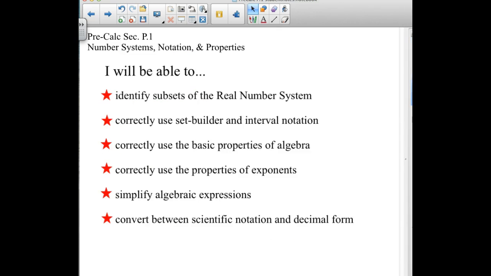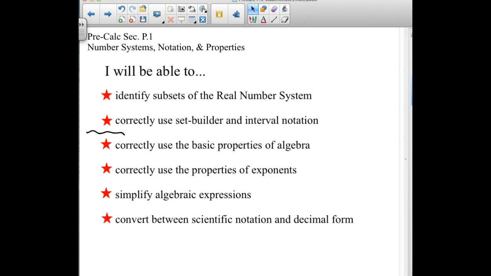For this first section, we will spend a couple days on it. Our first day will cover the first two objectives here, identifying subsets of real number systems and correctly using what we call set builder and interval notation. Those may be new to you. On day 2, we'll look at correctly using basic properties of algebra, using the properties of exponents, simplifying algebraic expressions, and going back and forth between scientific and decimal form.